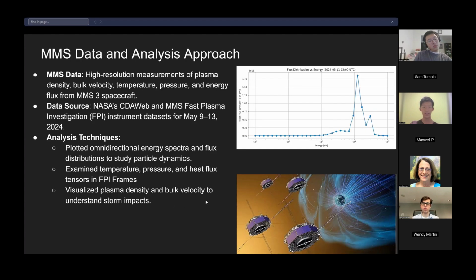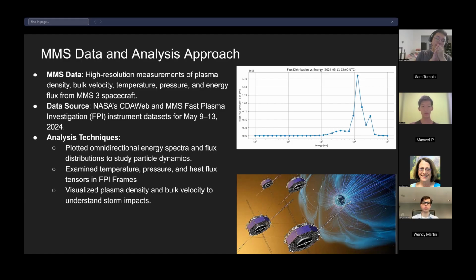From the MMS-3 spacecraft, we got high resolution measurements of plasma density, bulk velocity, temperature, pressure, and energy flux. I got the data from NASA CDAWeb. I'm using the MMS instrument called the Fast Plasma Investigation, or FPI. I measured specifically from May 9th to 13th, 2024, as well as a few days before that.